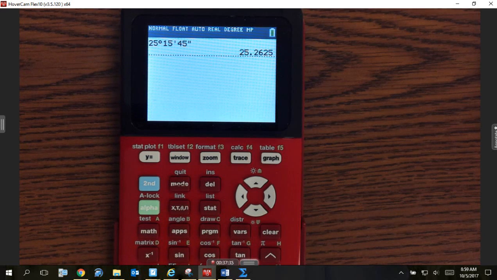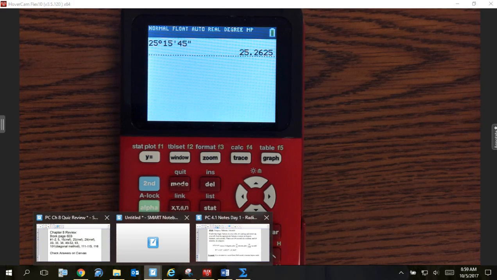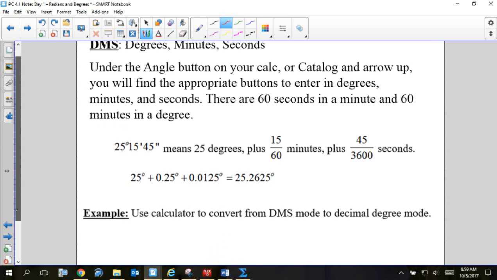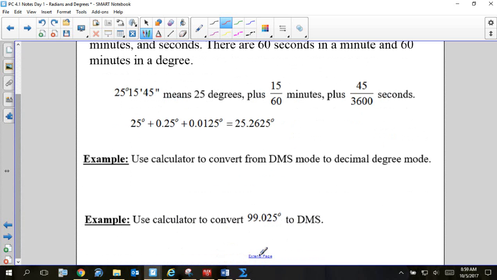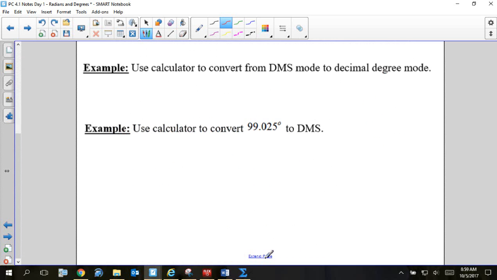So I have another example here. I don't remember the number. It's 99 something. It says convert 99.025 to degrees, minutes, and seconds. So go ahead and type in 99.025 on your calculator.